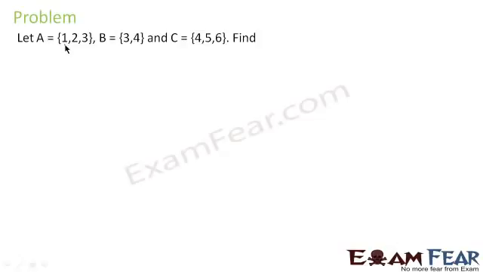We have set A equal to {1, 2, 3}, 3 elements. In set B we have 2 elements, 3 and 4, and set C has 3 elements, 4, 5, 6. Now we are supposed to find A cross B intersection C.